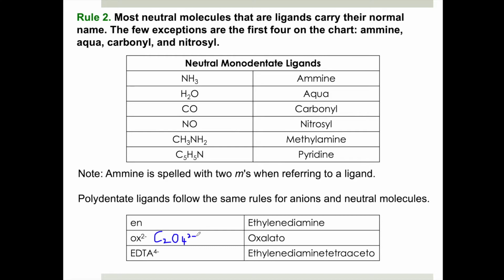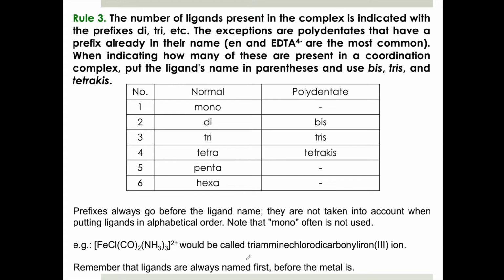C2O4 2 minus, this is oxalate, it will become oxalato, and then EDTA 4 minus here, it will become ethylenediaminetetraacetate. From acetate, it will become acetato. And then we have rule number 3 here.